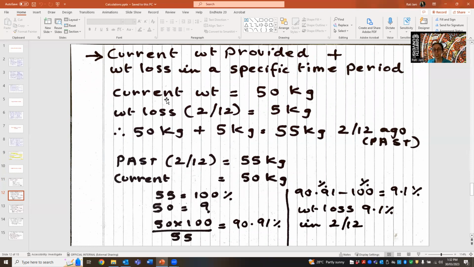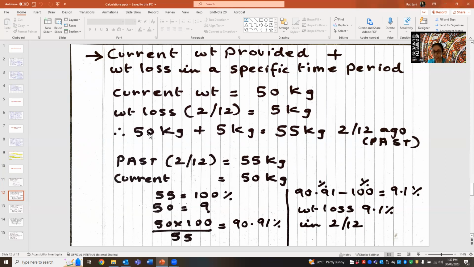The current weight, which is the weight as of today, for this patient is 50 kgs. That is the patient's current weight. What is the weight loss? In the past 2 months, 2 of 12 means in the past 2 months, the person has lost 5 kgs. So what was this person's weight in the past 2 months? Prior to 2 months, what was this patient's weight?